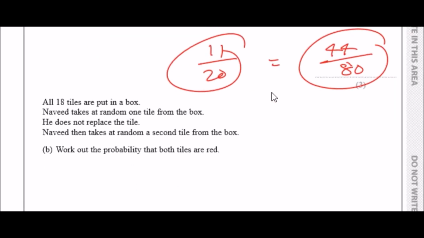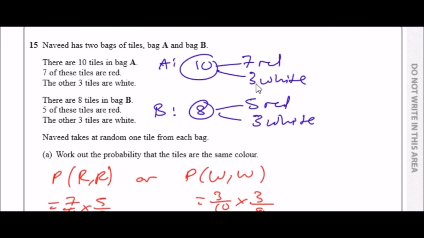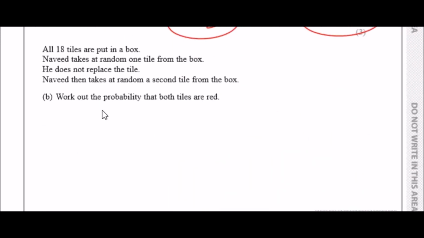Okay. Now, all 18 tiles are put in a box. Naveed takes a random one tile from each of the box. He does not replace the tile. Naveed then takes a random second tile from the box. So now inside the box, he's combined all the values. So let's rewrite the box here. So we have a box of 18 tiles.